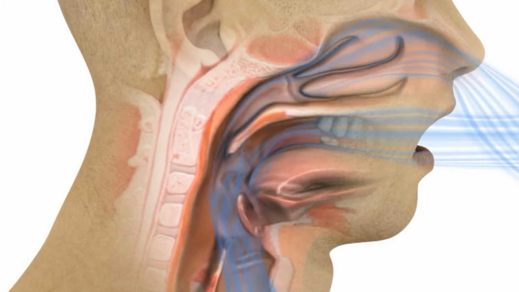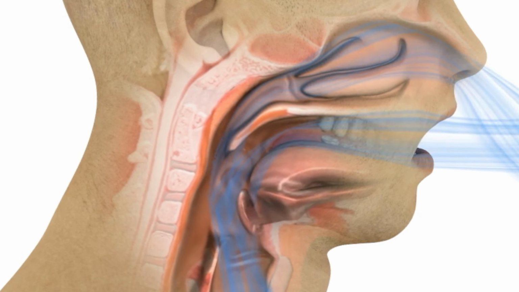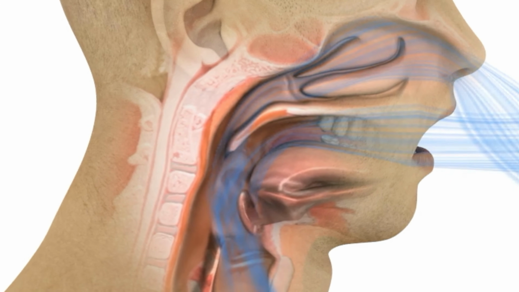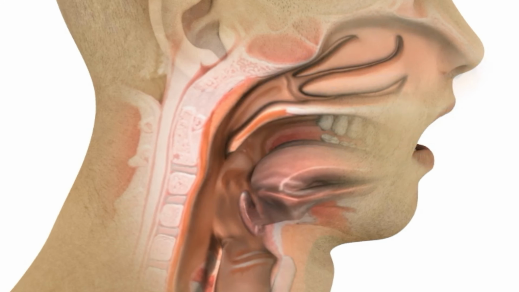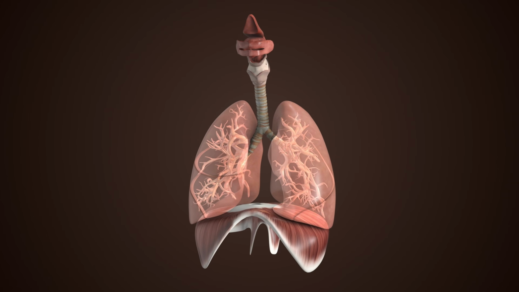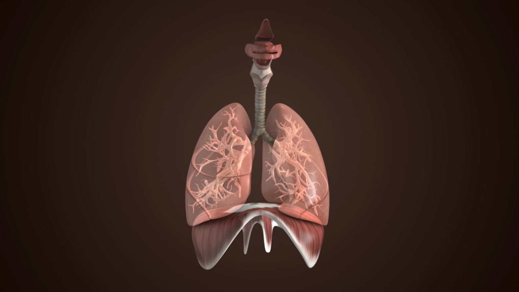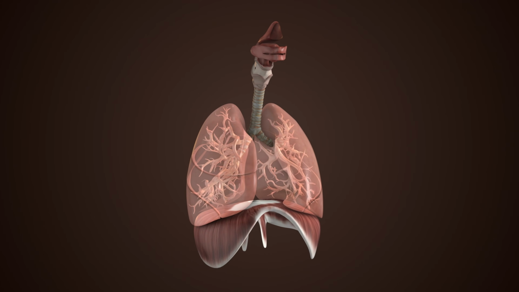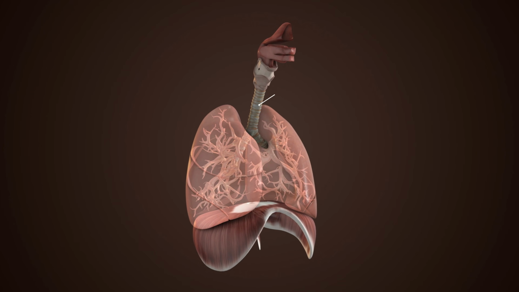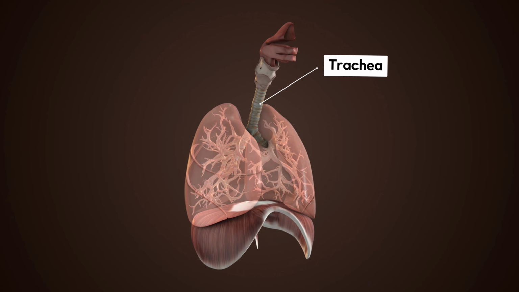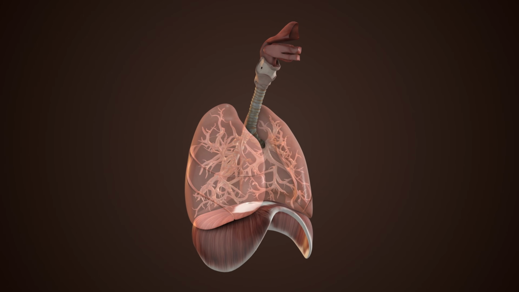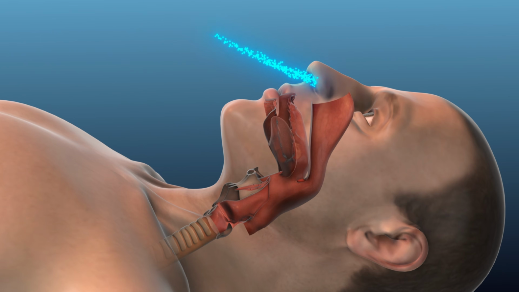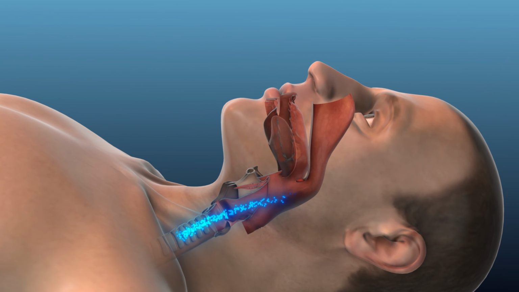In contrast, when we just breathe, the epiglottis stays up, keeping the airway, meaning the breathing tube, open. The structures of the upper respiratory tract are complete up to this point. Now, the next structure is the trachea, which is part of the lower respiratory tract. Trachea. From the larynx, air goes straight into the trachea.